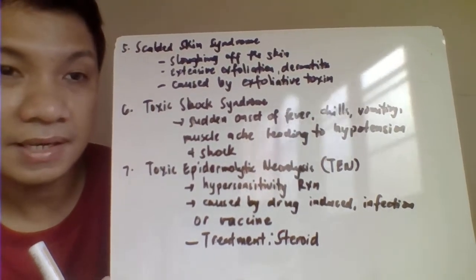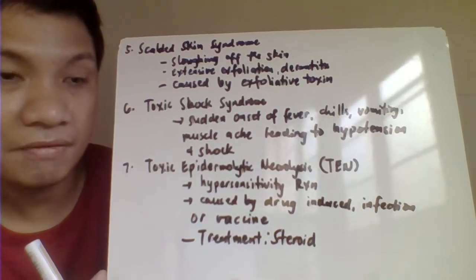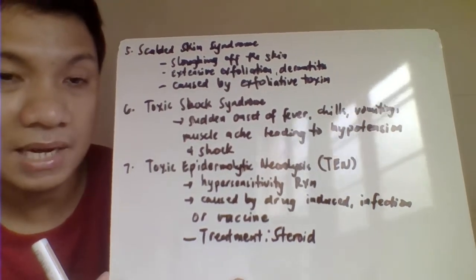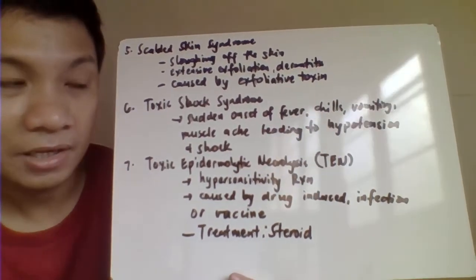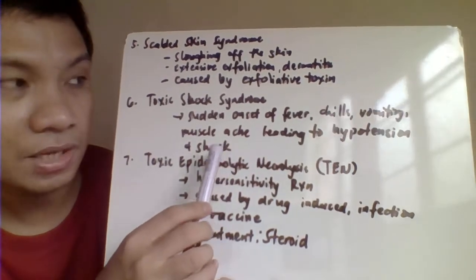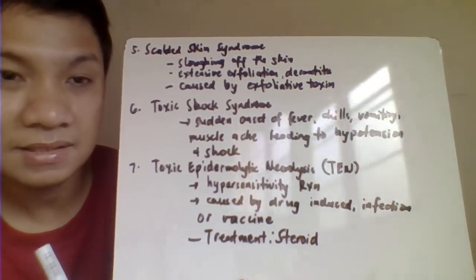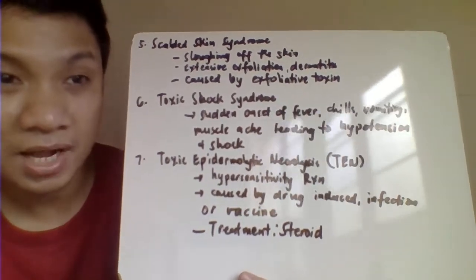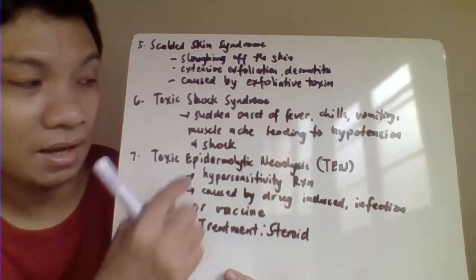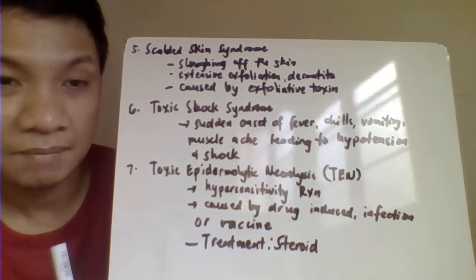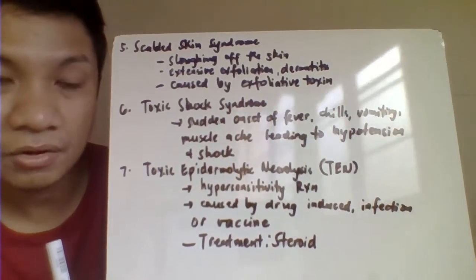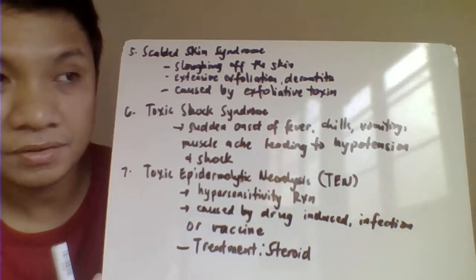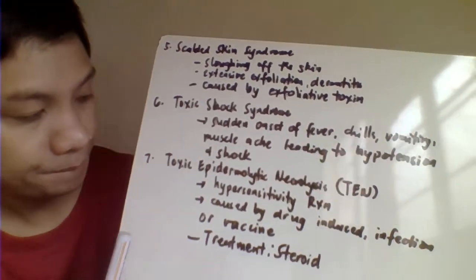Toxic shock syndrome here is caused by your enterotoxin F. It is characterized by sudden onset of fever, chills, headaches, and malaise, and it could lead to hypotension and shock, and it's fatal. So that's why it results in toxic shock and death of the patient. Again, it's caused by your enterotoxin F or your toxic shock syndrome toxin 1.